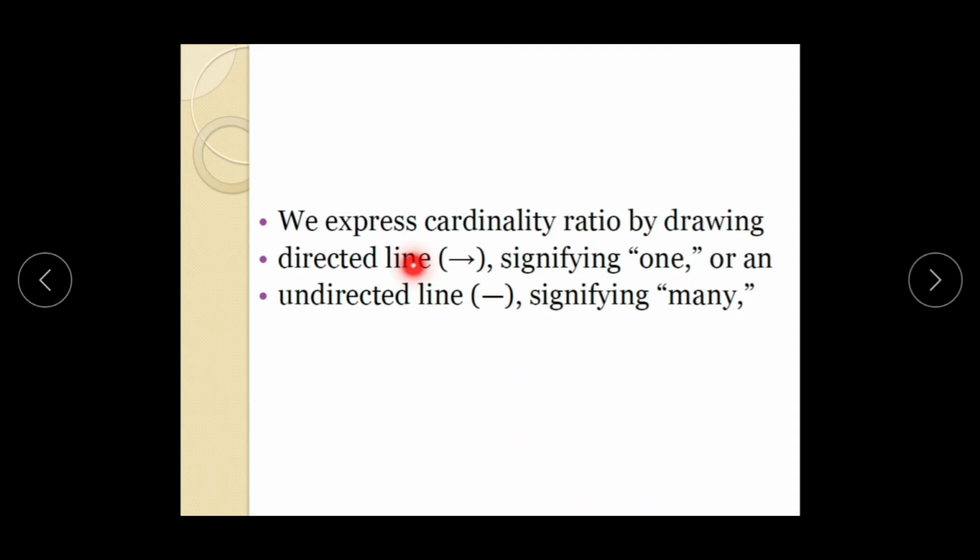Before that, one more point is that we can express the cardinality ratio in an ER diagram. In an ER diagram, we can draw the cardinality ratio as follows. A directed line signifies 1, and an undirected line signifies many. A directed line means there is only one association, that is, only one relationship with the other entity. An undirected line means there are many associations among the entities. When we explain the example, it will be more clear.